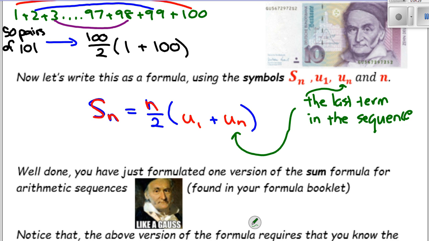So that version of the formula is the easiest one you could use. There's 2 versions, but it relies on you knowing what that last term is, and that's a bit of a drag to have to calculate it by hand. But if you don't know what it is, it's not the end of the world.